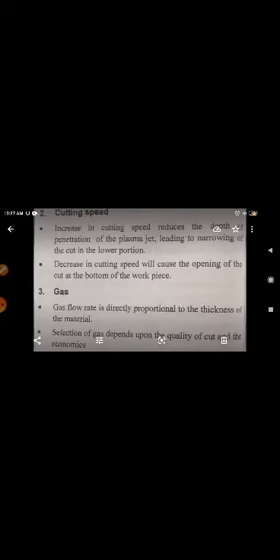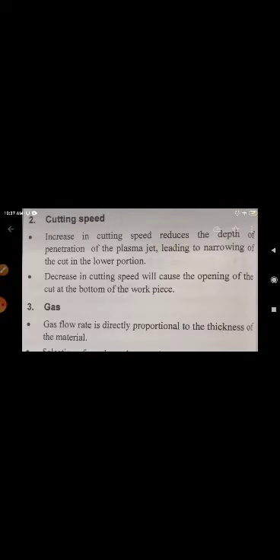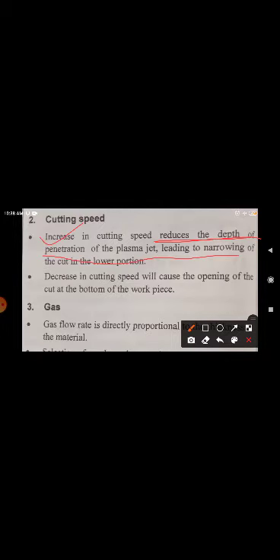Then cutting speed. Increasing cutting speed reduces the depth of penetration of the plasma jet, leading to narrowing of the cut in the lower portion. Decreasing cutting speed will cause opening of the cut at the bottom of the workpiece. Depending on the cutting speed, the workpiece parameters vary. You can see over here, if speed is increased, depth of cut reduces, and penetration of the plasma jet leads to narrowing of the cut in the lower portion. Decreasing speed will cause opening of the cut at the bottom of the workpiece.